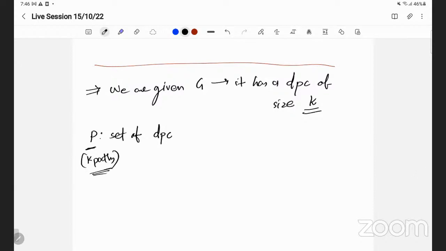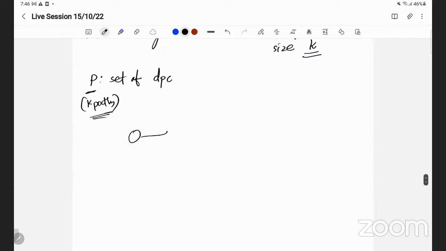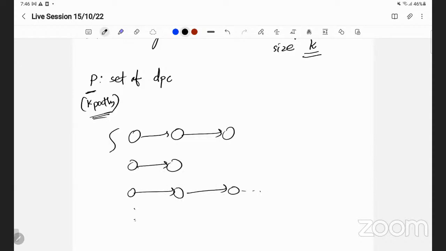It will look like this. So these are K paths. All of them are disjoint, and combined they cover all the vertices of the graph. So the total number of vertices in the graph is, let's say, |V_G| equals n, right? So the original graph has n vertices, and no vertex is repeating in this set because these are disjoint paths. So the total number of vertices in this particular set will also be equal to n.